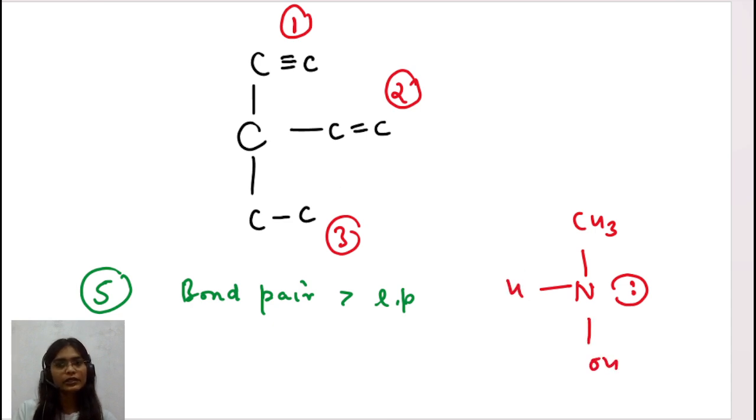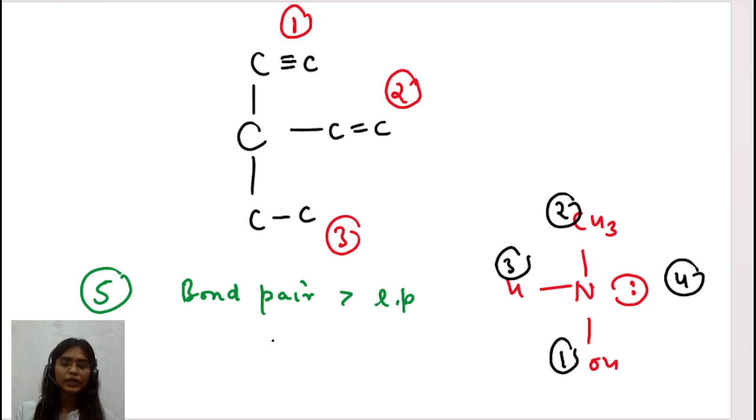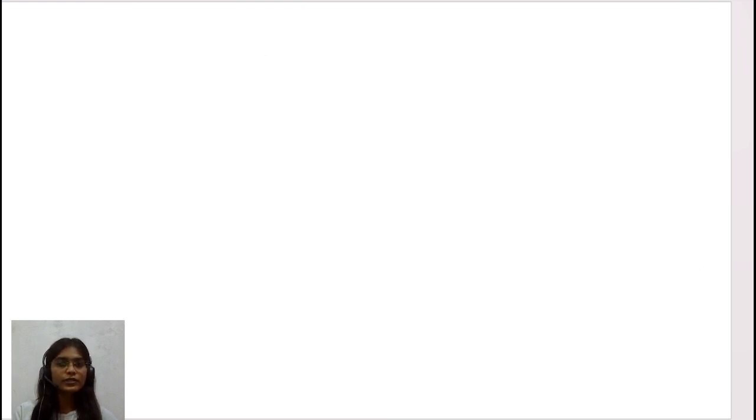So how about the priority there? So it becomes OH first priority, carbon second priority, and hydrogen third priority, and now the lone pair has the fourth priority. This is the rule, that a bond pair has a maximum priority over the lone pair. Okay, rule number 5. Okay, now the next rule, that is rule number 6.